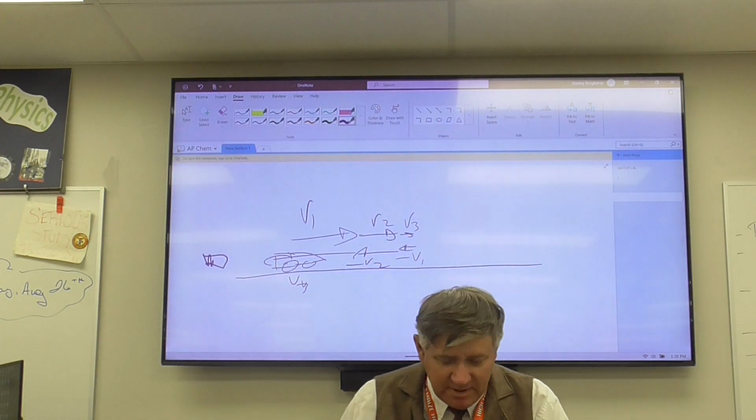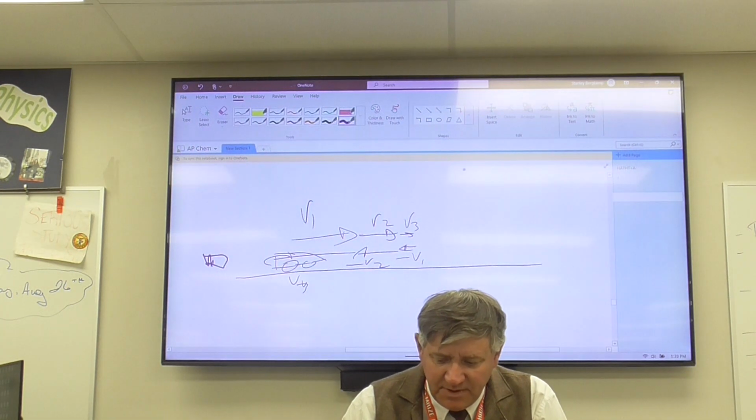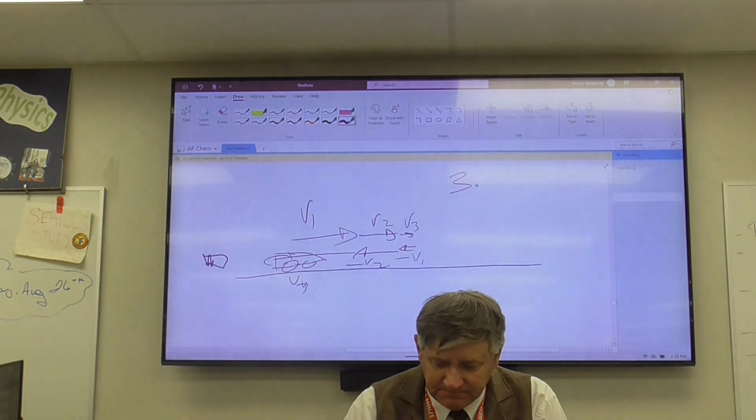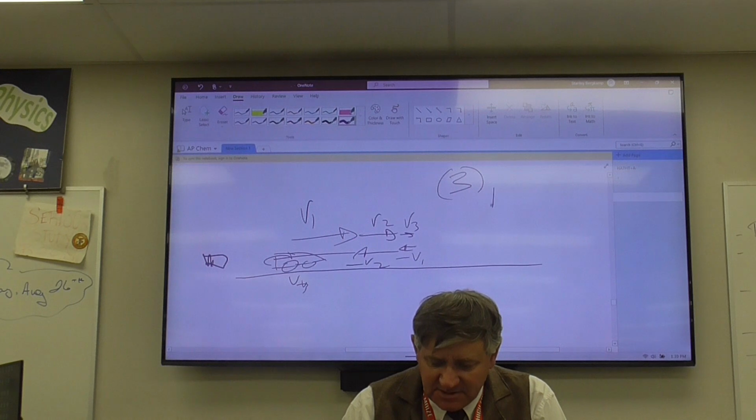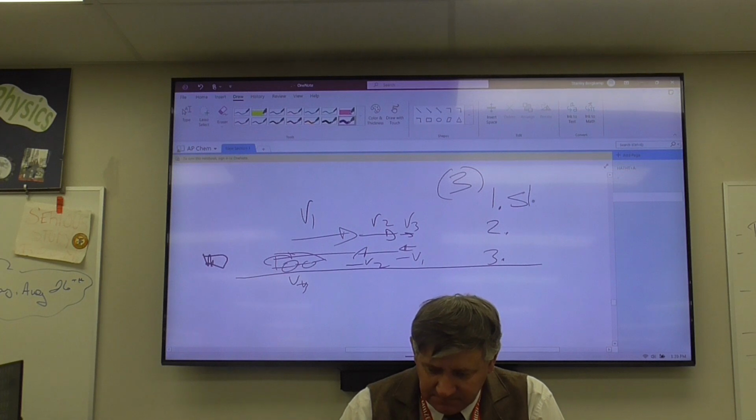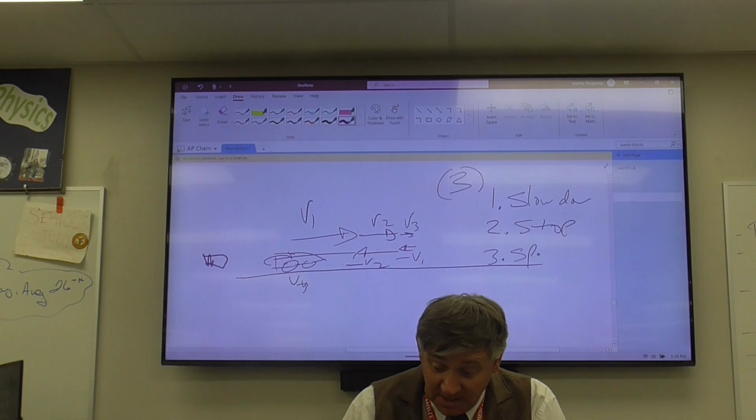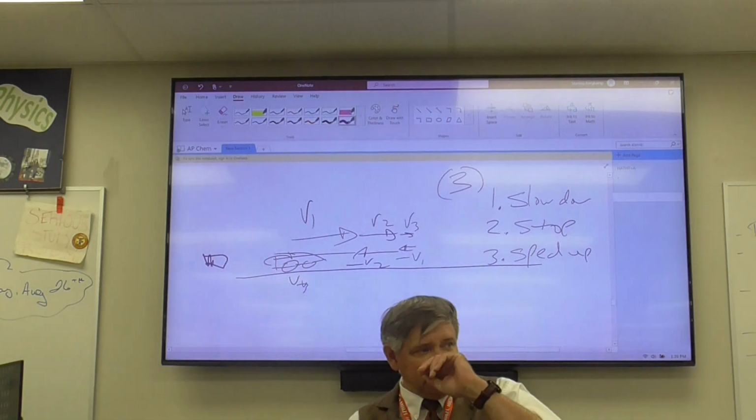If you look at the sequence, Charles, you had to do three things to change direction. What three things did you do to change direction? Slow down. You had to slow down, stop, and then accelerate, or speed up. Speeds up, however you want, whichever verb tense you want to use.